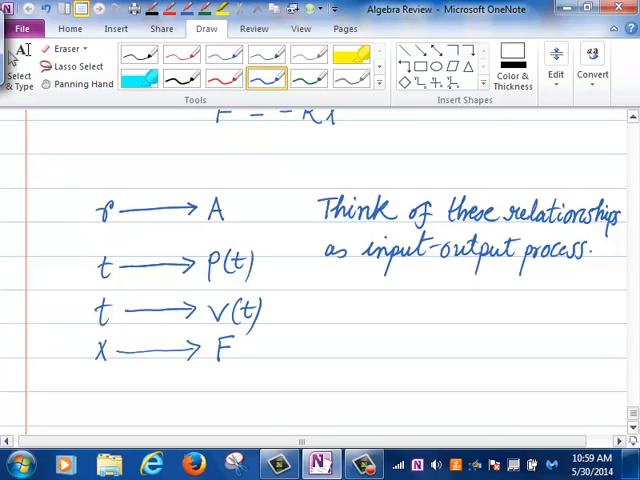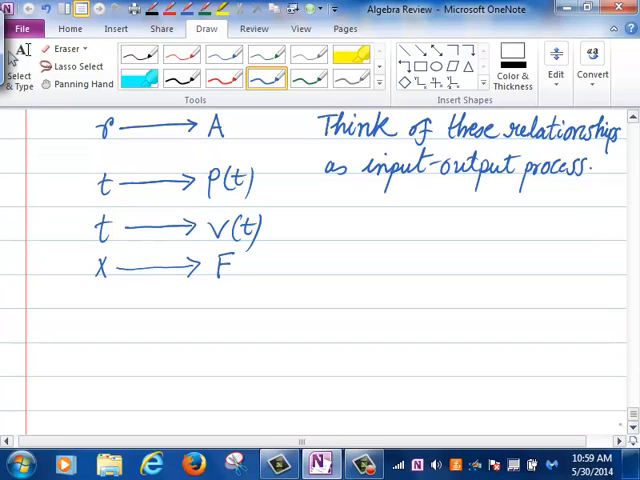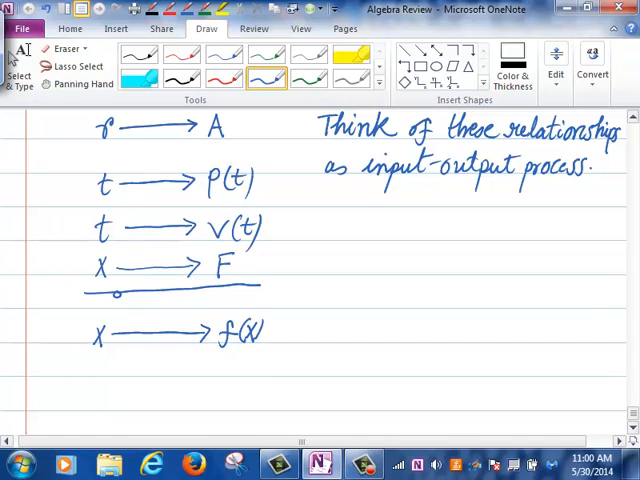Now, there are so many relationships like this in applications, right? And we want to study them mathematically. When you try to study certain things mathematically, you have to look at the abstract features of those things. All these quantities are different, right? All these relationships have different meanings in different areas, right? But they have certain abstract features in common. What is that? Well, I'm going to now talk generally about an input-output process. I have an input x, and then the corresponding output is f of x. So f of x is the output, and x is the input.